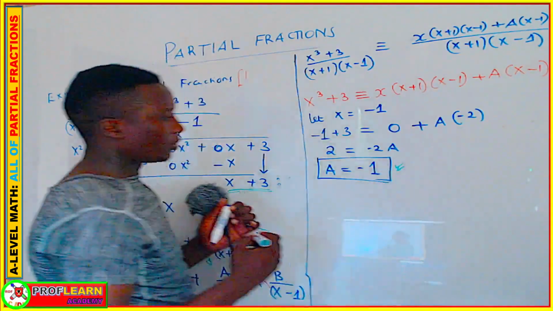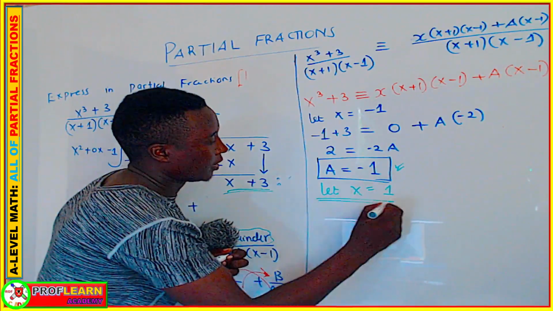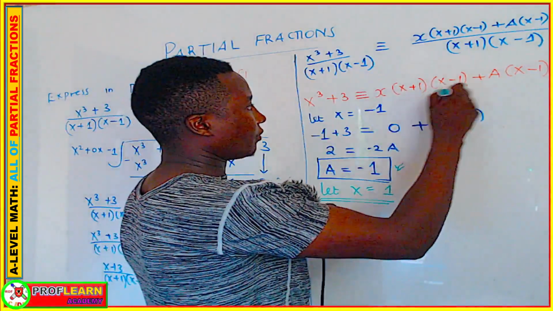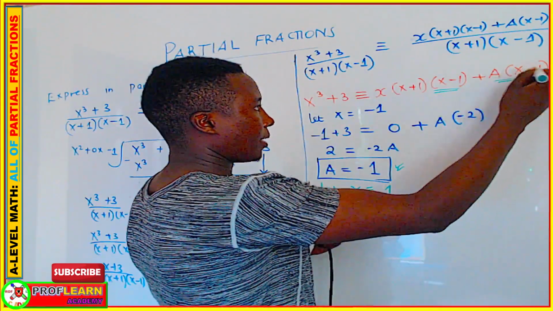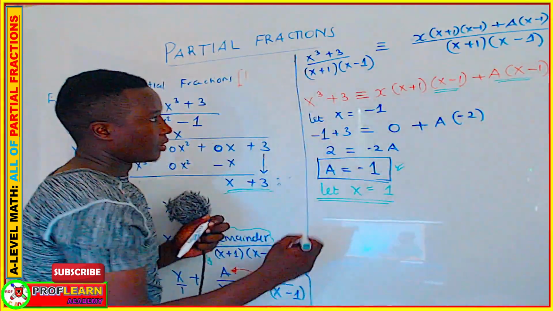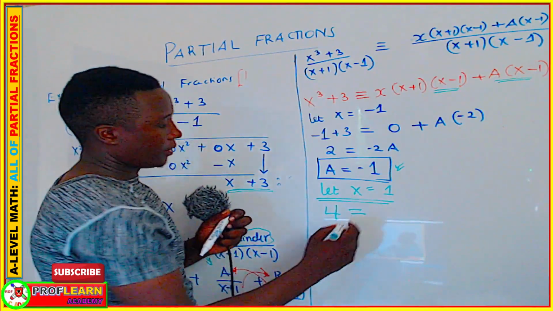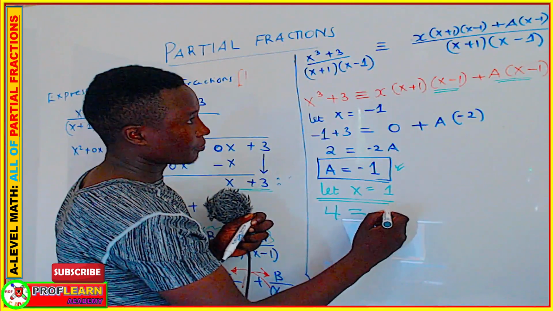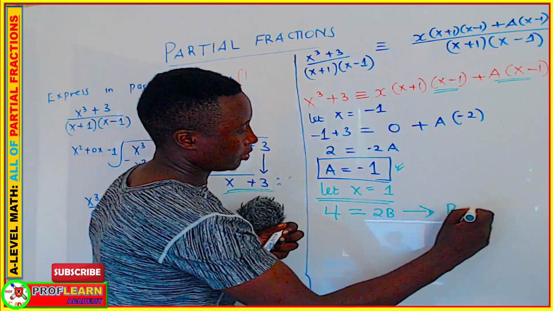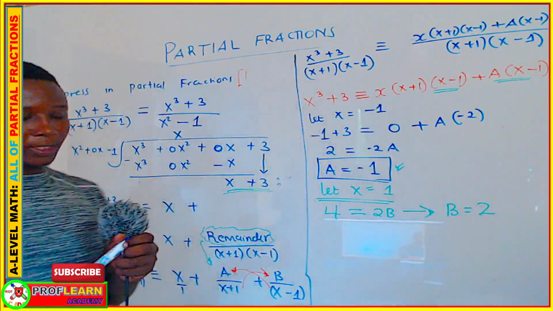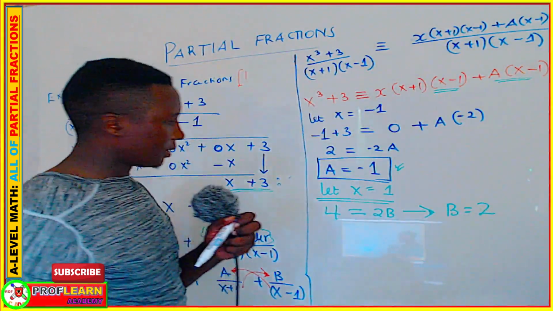So we already have the value of a. We can move to the next part. Let x be equal to 1. If we let x be equal to 1, the whole of this term will be 0, and a will cancel out because 1 minus 1 will be 0. So we are going to be left with b. We shall say 1 cubed plus 3 will be 4, and this is equivalent to 2b. So this shows that our b is going to be equal to 2. The next part is finding, yeah, we are done. There is no other term we are finding.